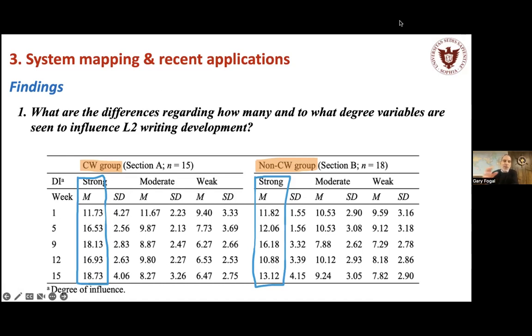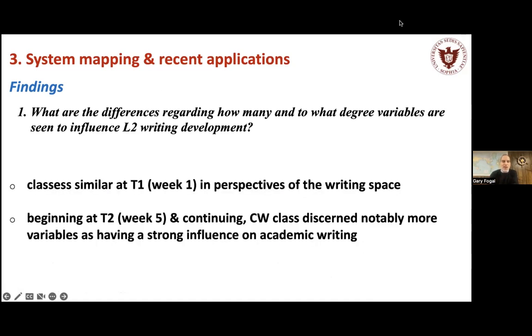But if we wanted to put up a written summary of the figures that are on the screen, we can say that the groups were similar in their orientations at time 1, so week 1. But as the semester unfolds, so time 2 onwards, the collaborative writing group discerns notably more variables as having a strong influence on academic writing.